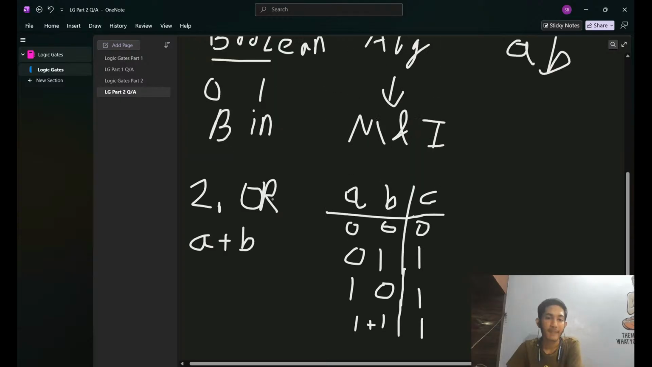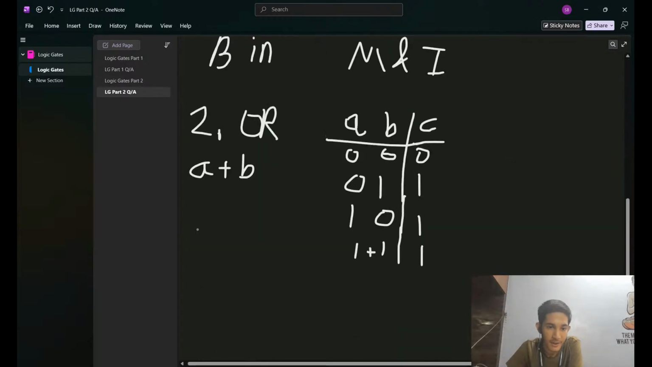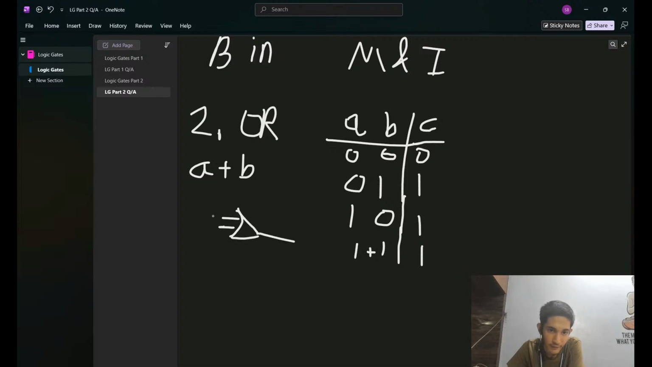But anyway, as I said before, there's also this symbol for the OR gate. So A here and B here. See here, and then the circuit diagram.